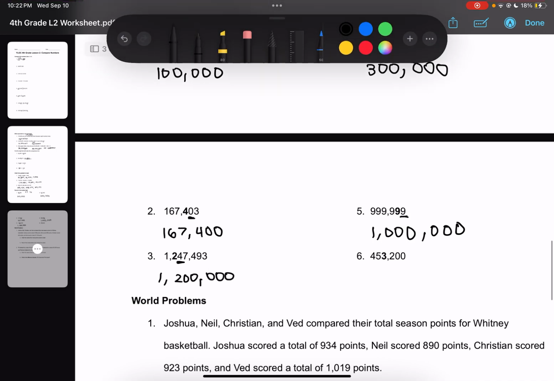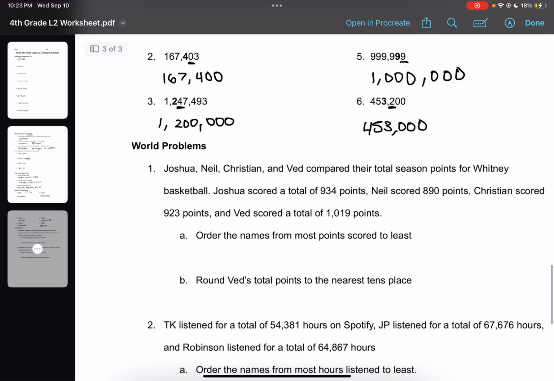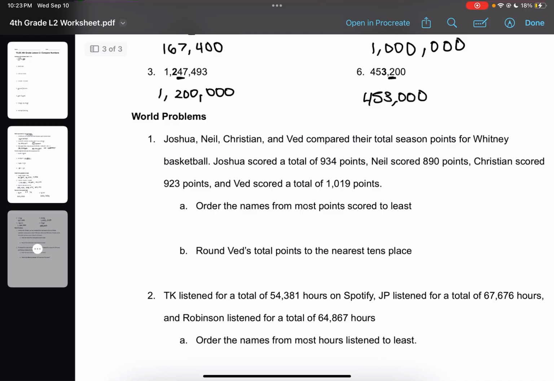And then number 6 is 2 before the 3, so it's going to make it 453,000. Okay, and lastly, word problems. Number 1, Joshua, Neil, Christian, and Ved compare their total season points for Whitney basketball. Joshua scored a total of 934 points, Neil scored 890 points, Christian scored 923 points, and Ved scored a total of 1,019 points. Name the names from most points scored to the least.